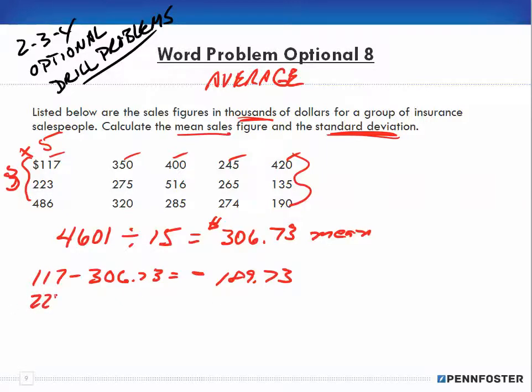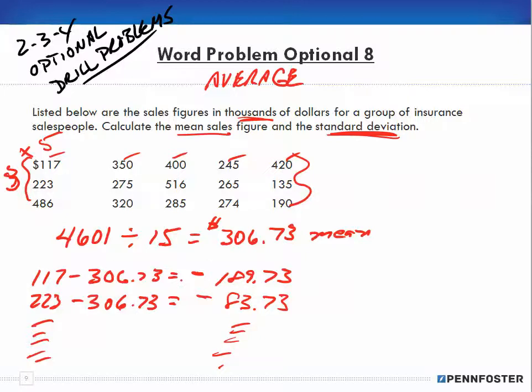Now, you're going to do the same thing for each and every one of these numbers. So I do 223 minus 306.73, and let me just do that one real quick. 223 minus 306.73 gives me a negative 83.73. Then you're going to keep on going down and do each and every one of these data points. So you're going to have a list of the deviations from the mean. Because remember, this is my data point and this is my mean, and the difference between the two is the deviation. So these are my deviations.